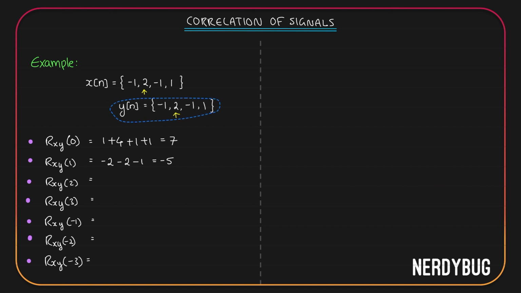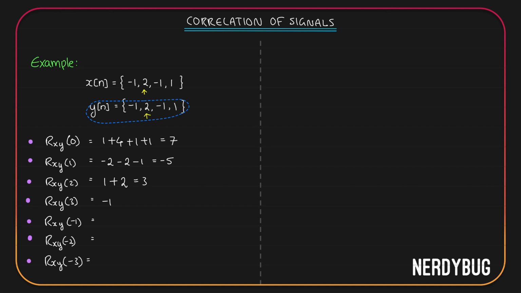Shift it 1 more unit. Now we have to multiply -1 with -1, 1 with 2. 1 plus 2, that is 3. Do it again. We have 1 into -1, that is -1. Now if you further shift it towards the right, there won't be any overlapping. So we'll simply get 0.